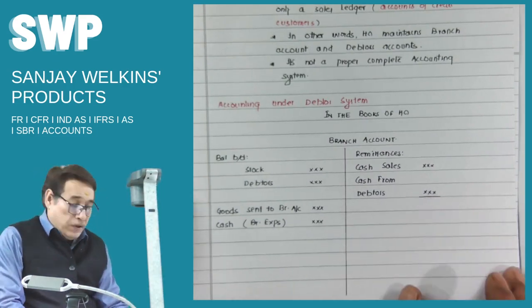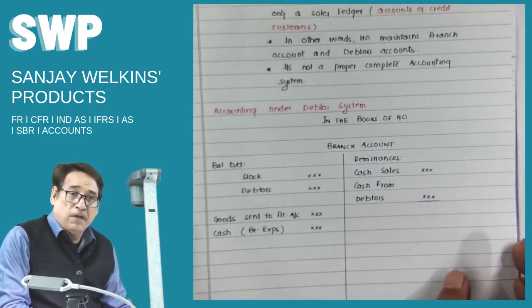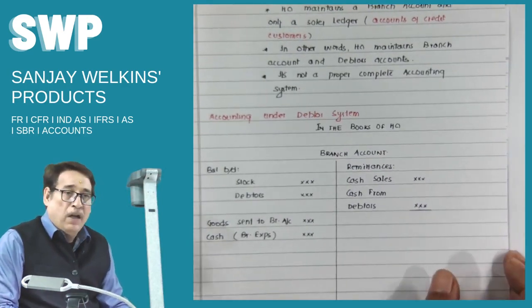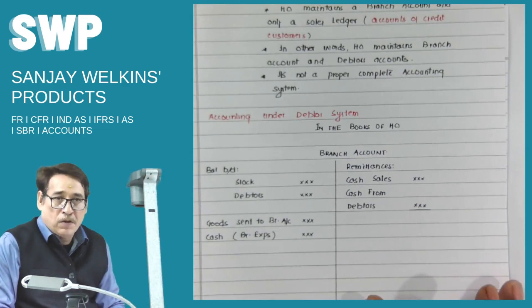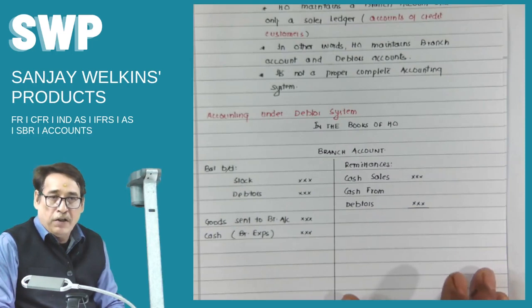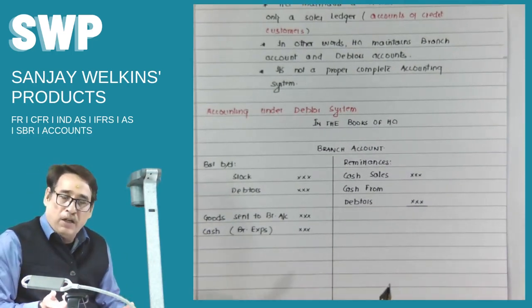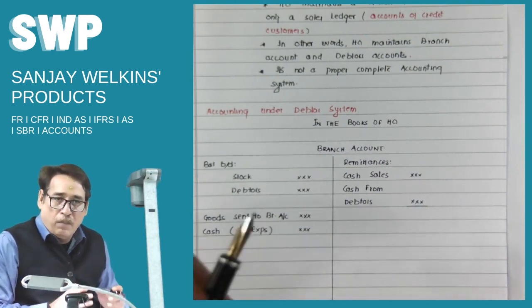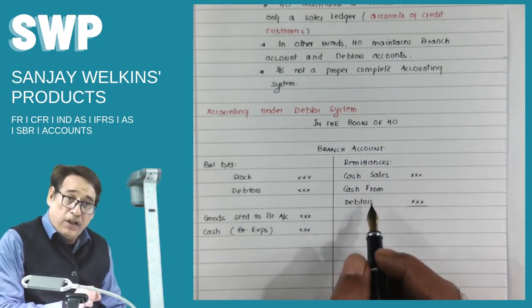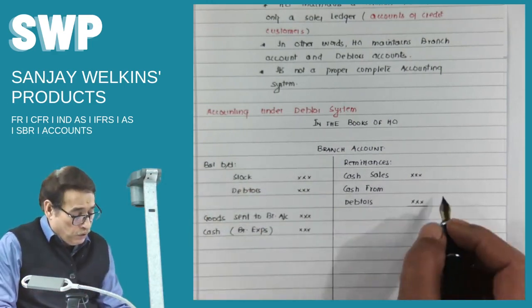Earlier when I was explaining dependent branches, I did tell that all the major policy decisions are held by the head office, and the branch is simply expected to follow those instructions and implement them to the best of their abilities, do as much sales, collect as much cash and send it back to head office. So whatever cash is collected by the branch on account of cash sales and from debtors is known as total cash collection, and it will be remitted back to head office.